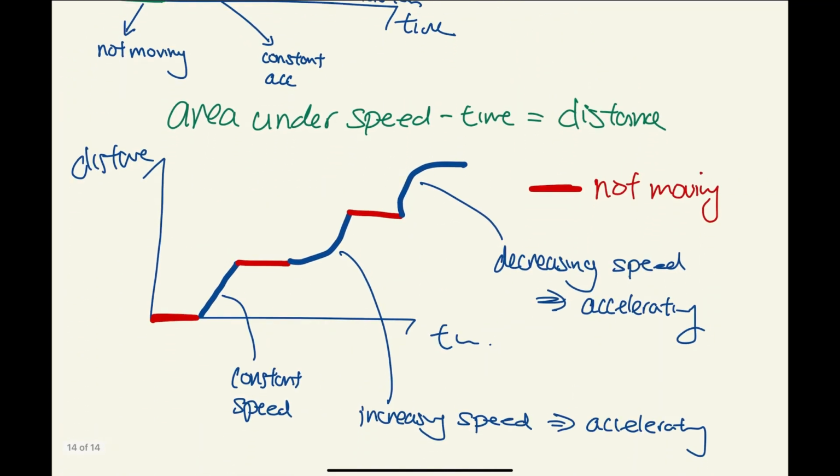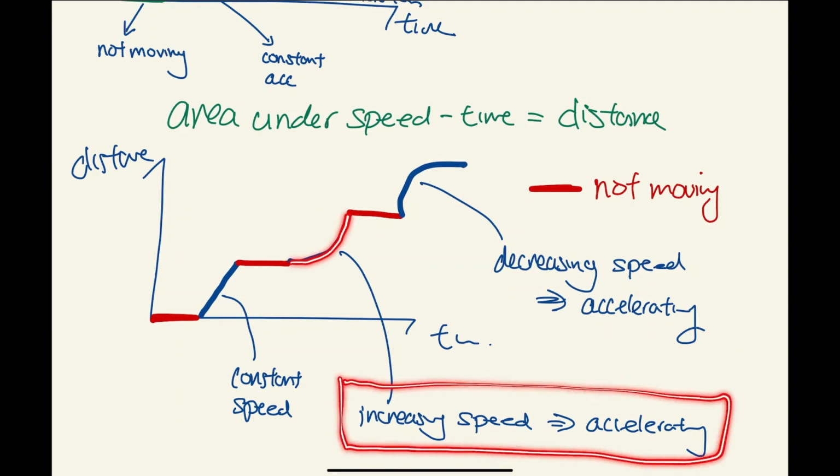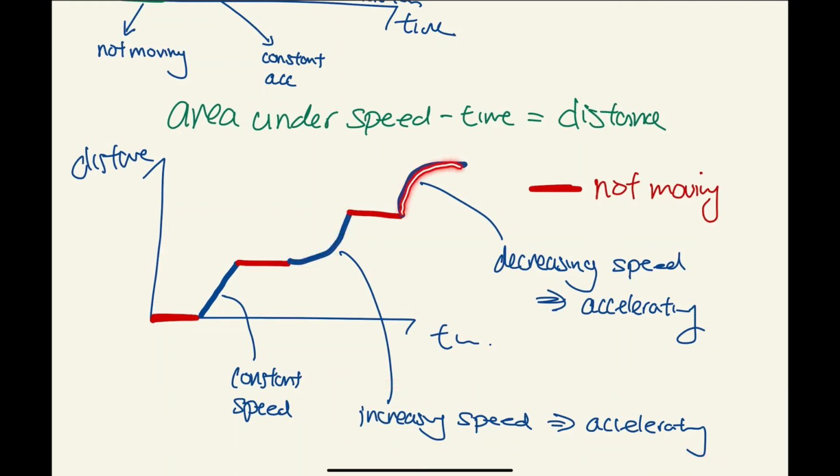Whereas for the distance-time graph, these objects are all not moving. Because down here the gradient is constant and positive, it is moving with a constant speed, because the gradient of a distance-time graph is the speed. If the gradient is increasing, it means the speed is increasing, so the object is accelerating. But if the gradient is decreasing, it means the speed is decreasing. So that's it for chapter 2.